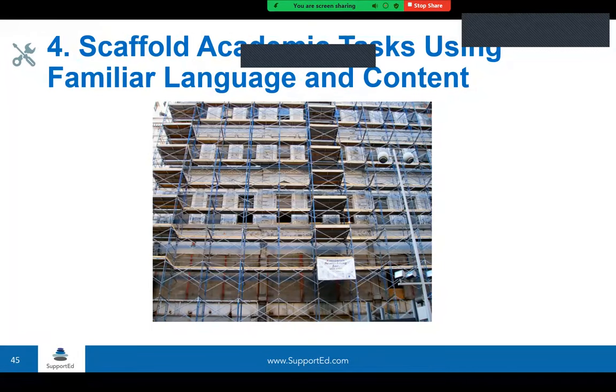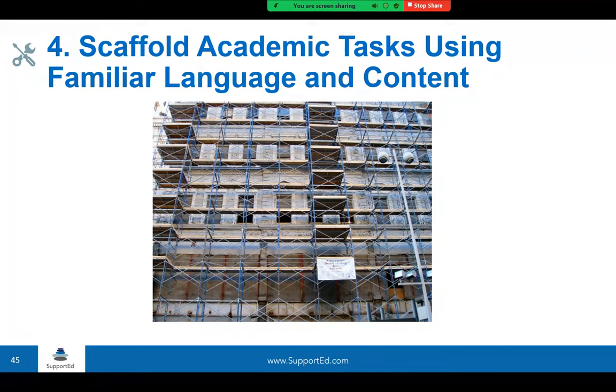So the fourth element is effectively scaffolding instruction for SLIFE. Because we really want to know that scaffolding academic tasks is using that familiar language and content. And I know we have a question in the chat about those students that have significant academic gaps, and we're going to talk about that in a few moments. But with scaffolding, scaffolds serve as that temporary support as students gain the language and academic skills so that they can perform a task that they couldn't do without help. So while they may be behind academically, providing some additional supports and guidance would allow them to eventually complete the task on their own.